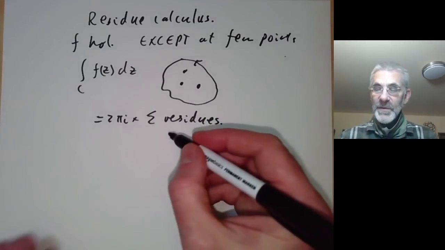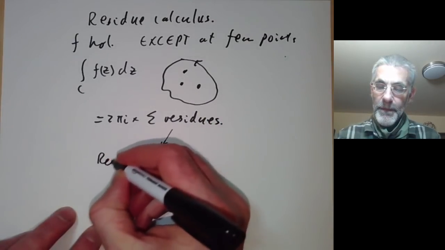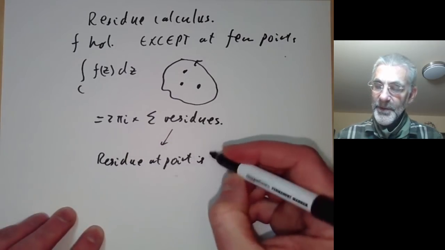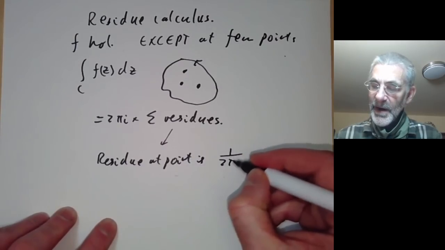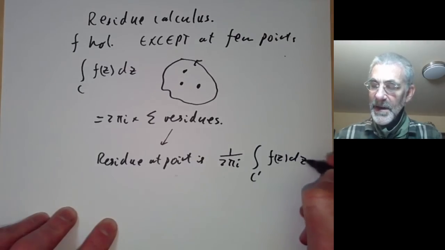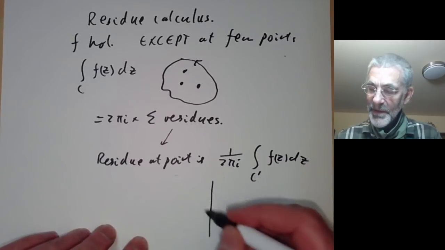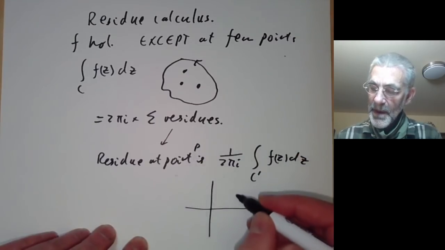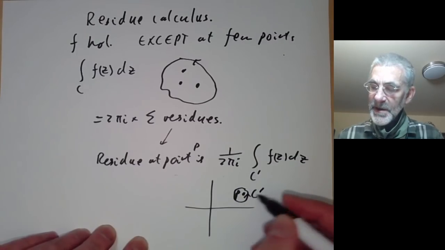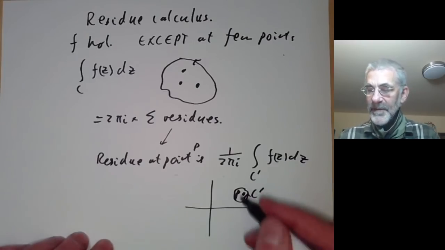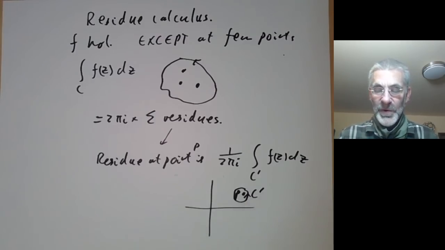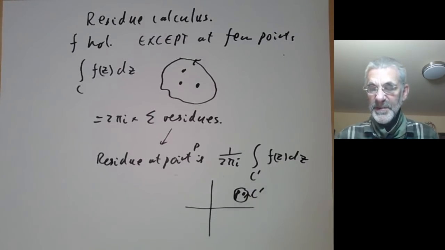Okay, so what's the residue at a point? The residue at a point is 1 over 2 pi i times the integral around C' of f(z) dz, where C' is just a little circle around this point. So if this point is P, then C' is just a little curve around P. And again, by Cauchy's theorem, it doesn't depend on which little curve around the point you choose, as long as it's sufficiently close.